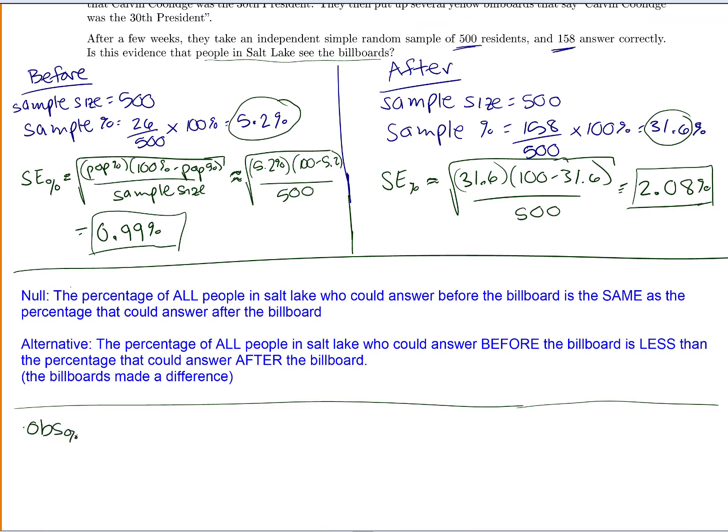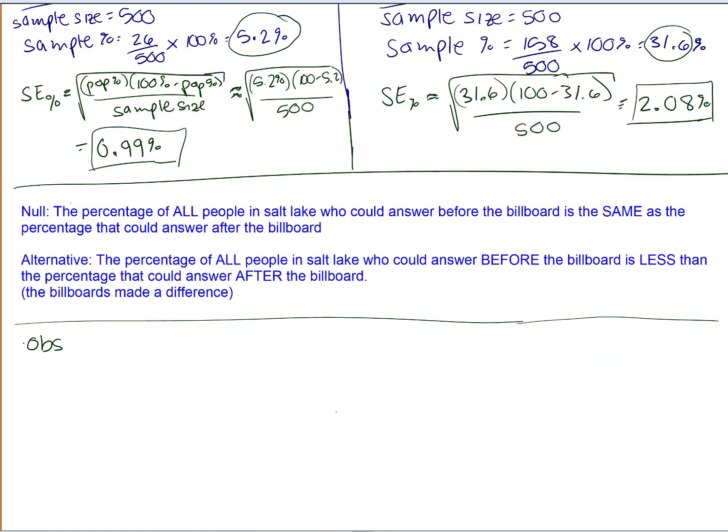Observed percentage, sorry, this is why we write the little things to keep track. I'm going to come off here to remind myself what I'm trying to do. Z, we're trying to deal with differences, so it's going to be the observed difference minus the expected value for the difference all over standard error for the difference, because we're dealing with differences. So now I need to make sure I write observed difference. That will remind me what I'm doing.